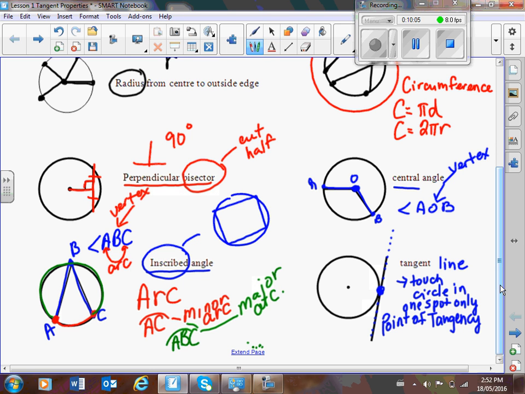Not listed on this page for some reason is another kind of line. It might look something like this. Noticing that it touches the circle in two spots, so it's going right through the circle and has 2 points on the edge of the circle. That's actually called a secant line.